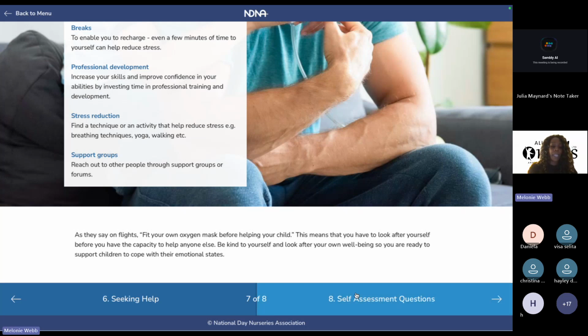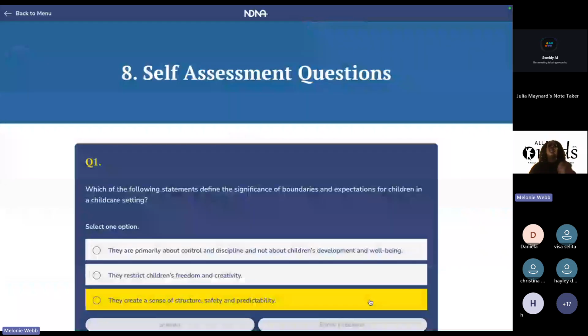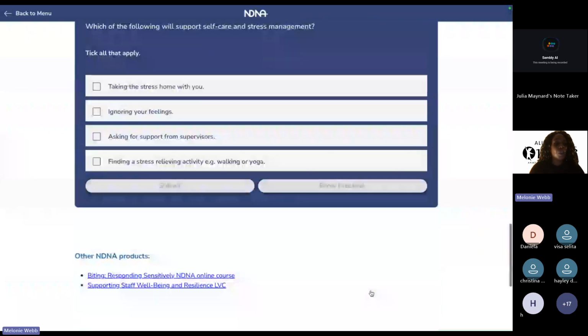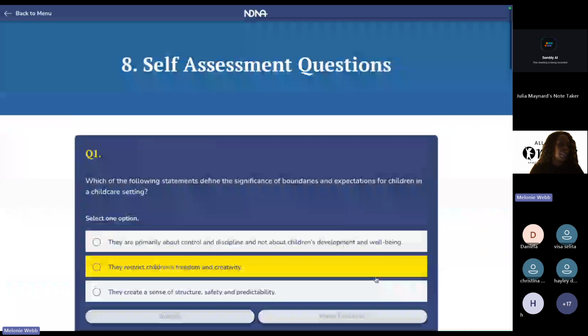Does anybody have any questions? If you do have a question, please just take your mic off and jump in. And we'll move on to the self-assessment. So if I can ask you to all take your mics off for this part, please.